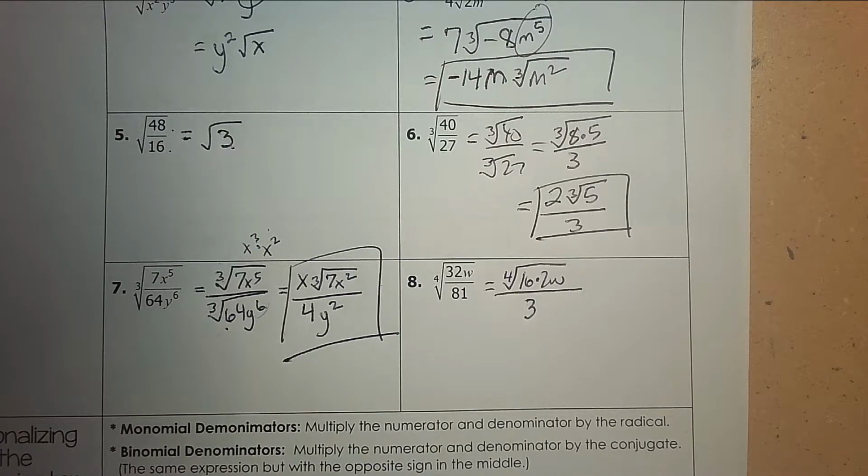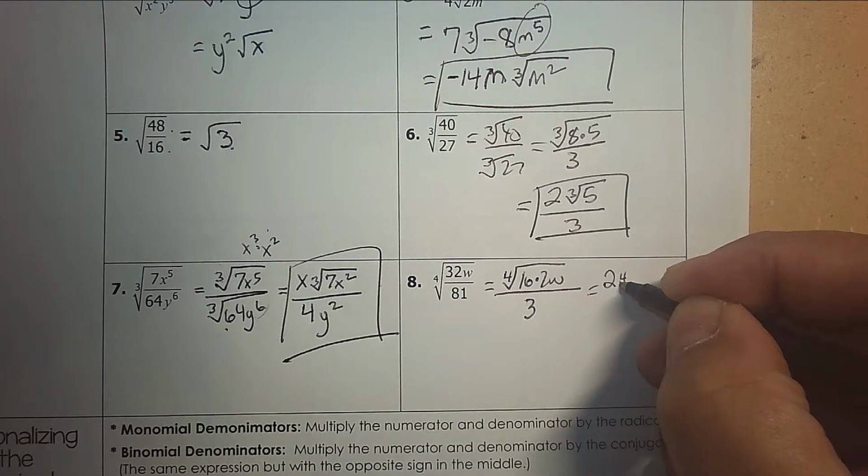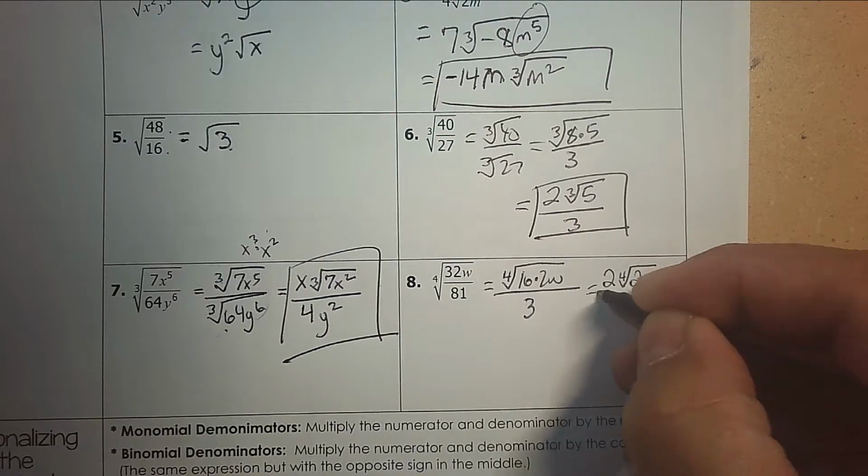Are you able to see that? The fourth root of 81 is 3. And then 32 I wrote as 16 times 2. So the fourth root of 16 is 2. And then what's left underneath the fourth root is 2w. And that's it.